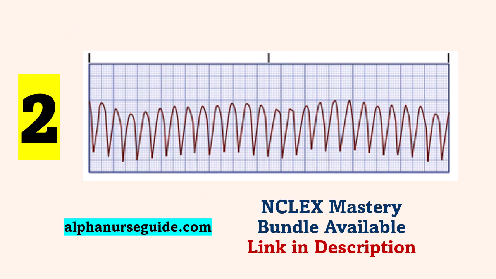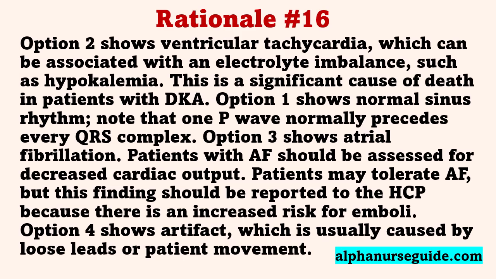The correct answer is 2. Rationale. Option 2 shows ventricular tachycardia, which can be associated with an electrolyte imbalance, such as hypokalemia. This is a significant cause of death in patients with diabetic ketoacidosis. Option 1 shows normal sinus rhythm.